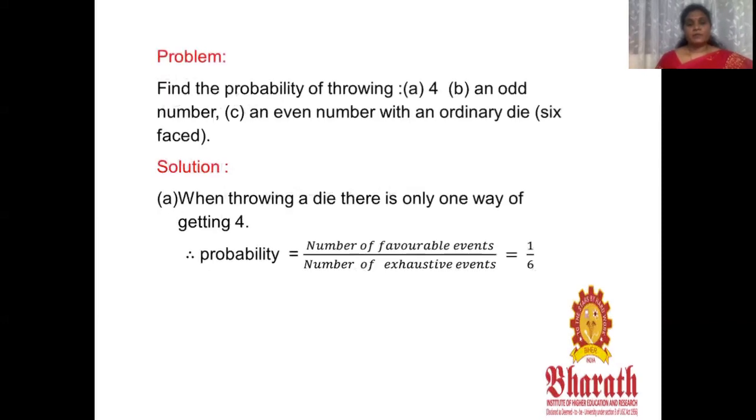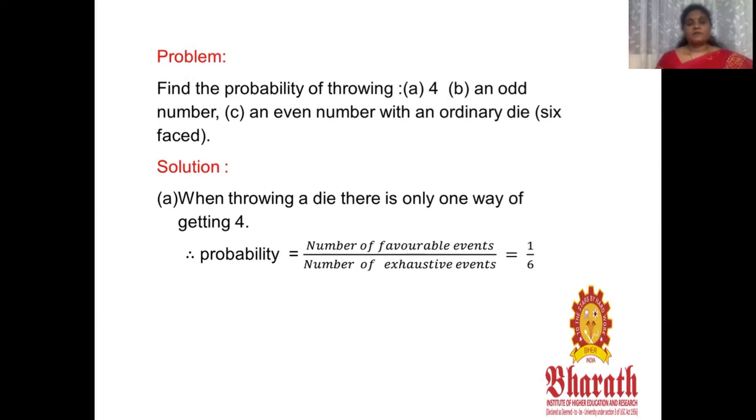Problem number 1. Find the probability of throwing, first, a 4; second, an odd number; third, an even number with an ordinary die, that is, a 6-faced die. That is, one die has 6 faces.